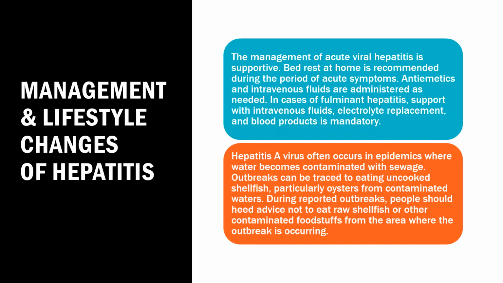Hepatitis A virus often occurs in epidemics where water becomes contaminated with sewage. Outbreaks can be traced to eating uncooked shellfish, particularly oysters from contaminated waters. During reported outbreaks, people should heed advice not to eat raw shellfish or other contaminated foodstuffs.